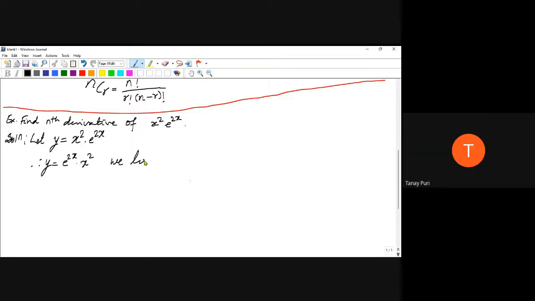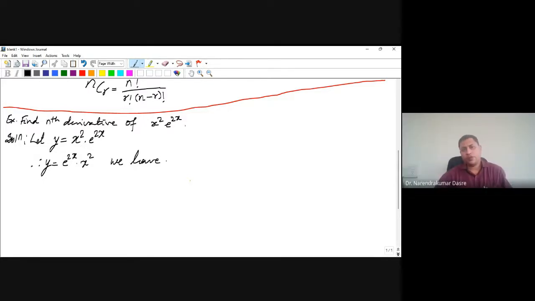Sir, can you explain how you chose the v and u functions? Yes, definitely. We have u is equal to e raised to 2x and v is equal to x square.